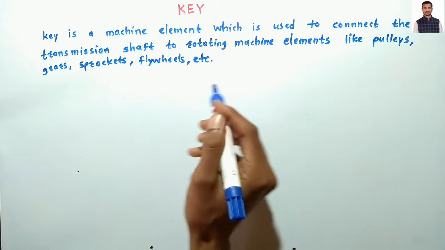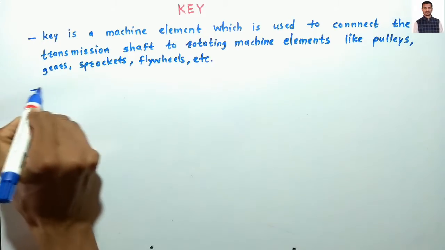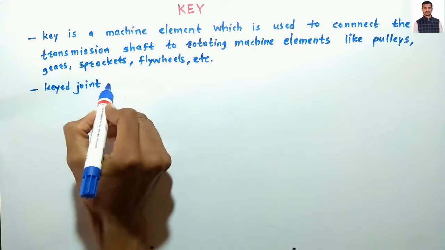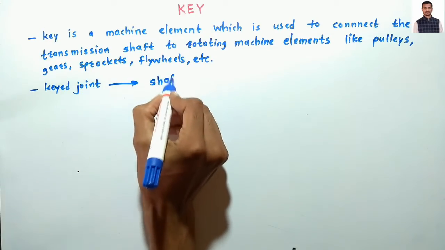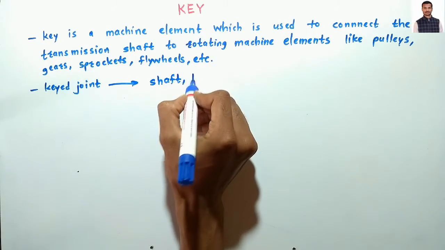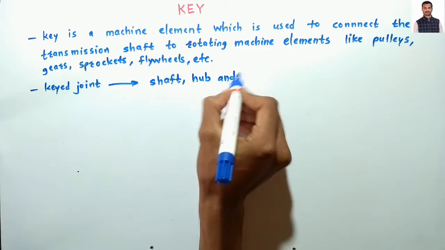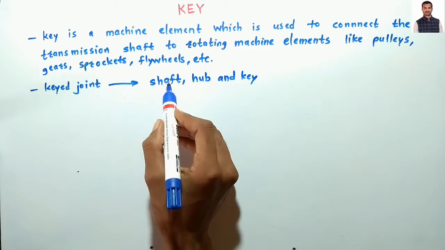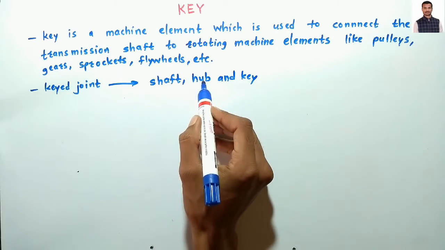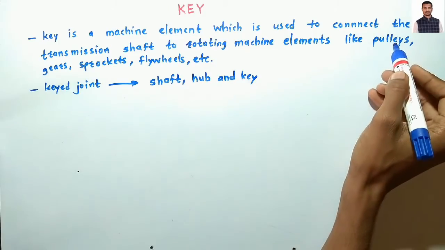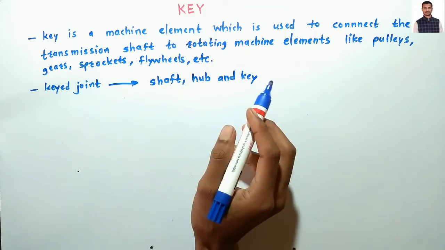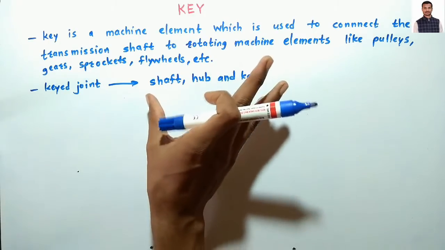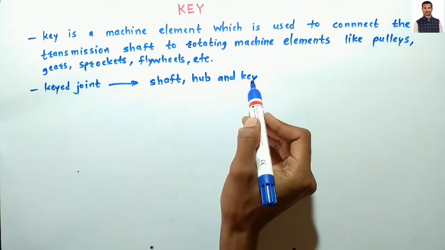So a keyed joint consists of shaft, hub and key. Shaft is one of the machine elements. The hub is a part of the pulley, gear, sprocket or flywheel, and key is one of the machine elements. So the keyed joint consists of three machine elements, that is shaft, hub and key.